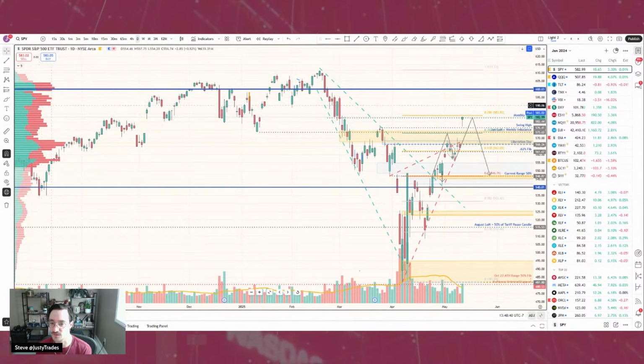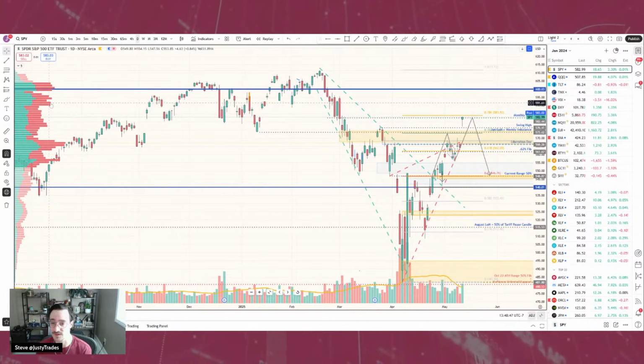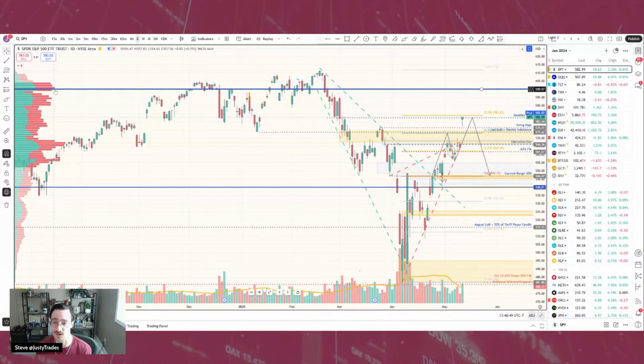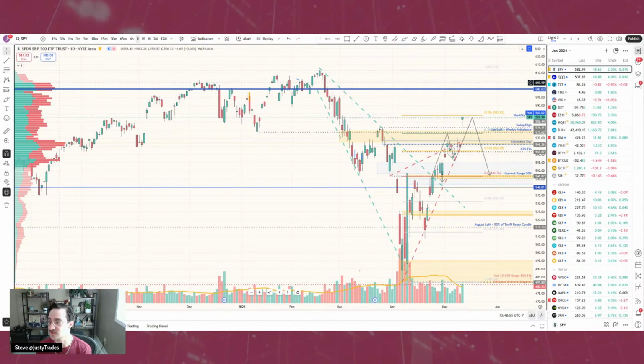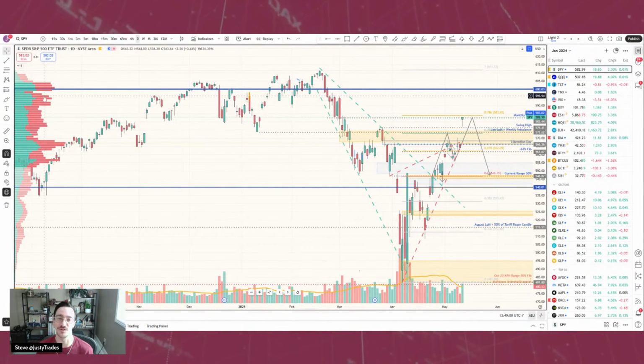I think that we are due to transact at the very least this 590 handle. See where that volume shelf starts. And then there's a decent chance we work our way back up to 600. But in general, this whole shelf from 590 to 604-ish, that's the area that I'm going to be targeting and looking for changes of character.